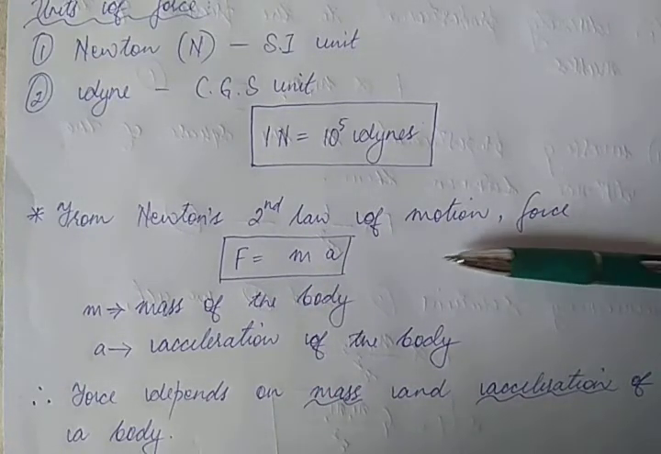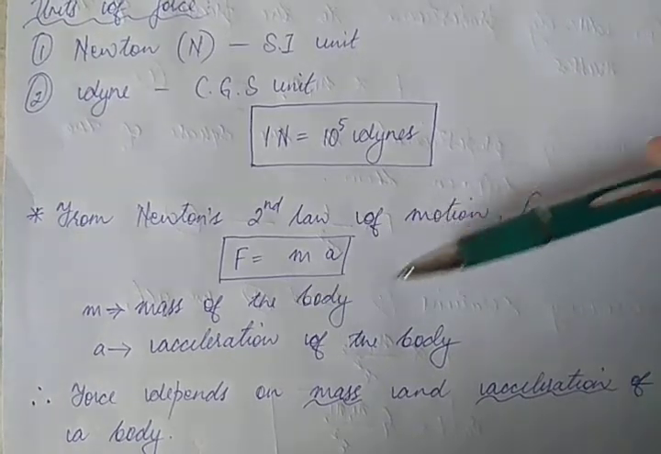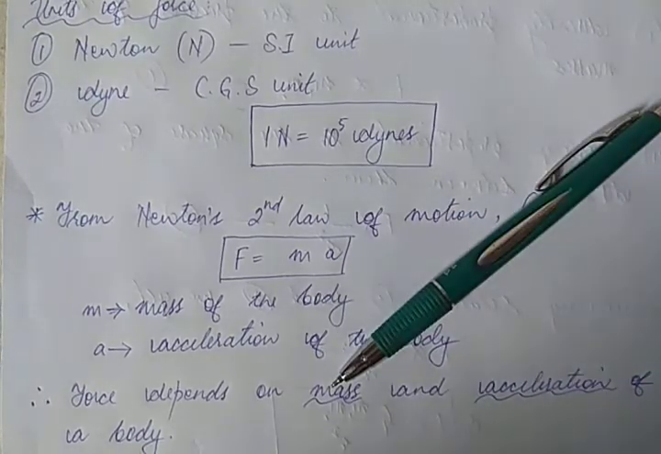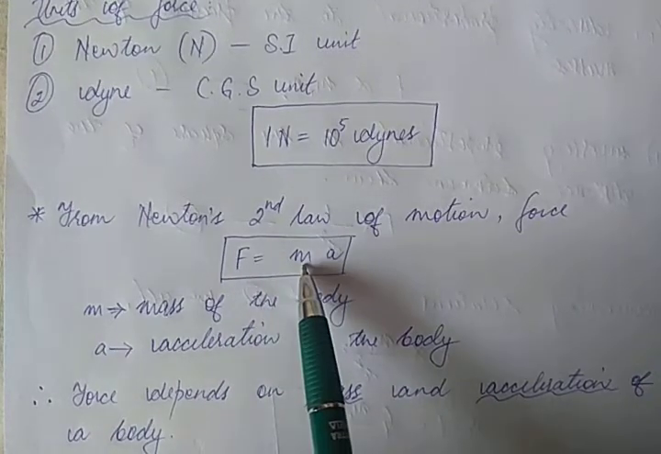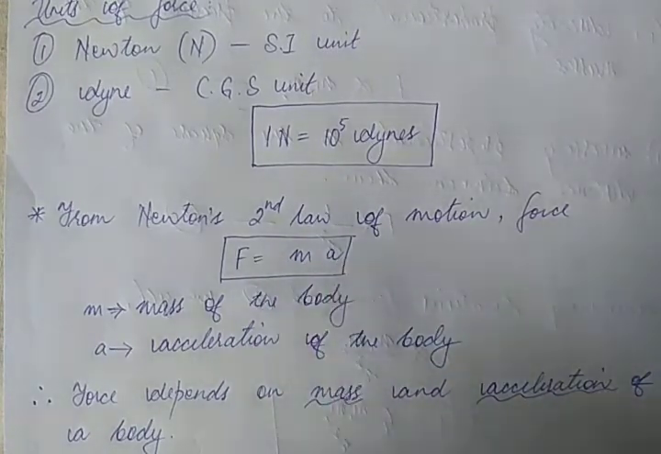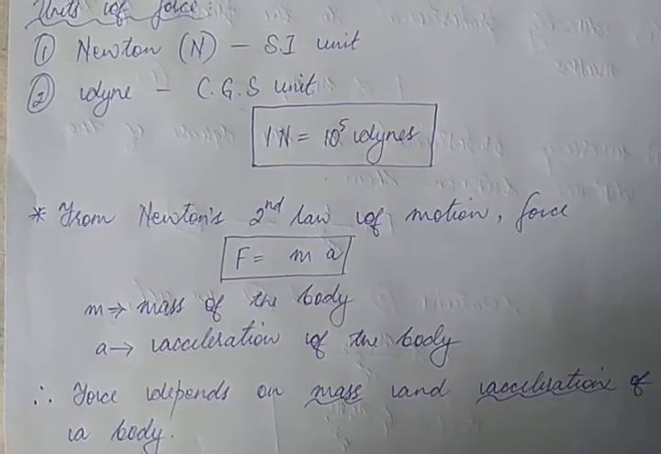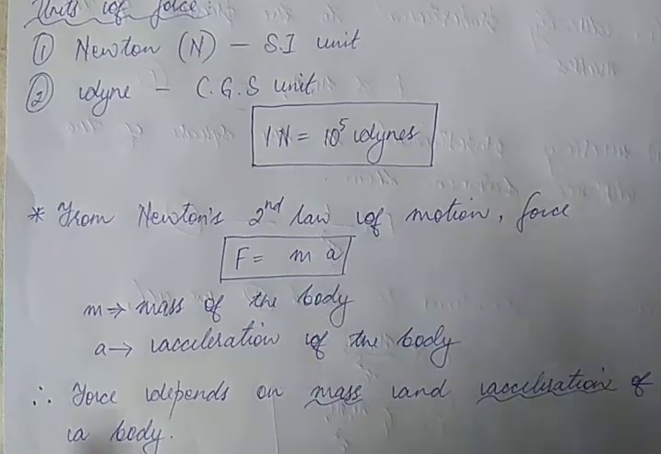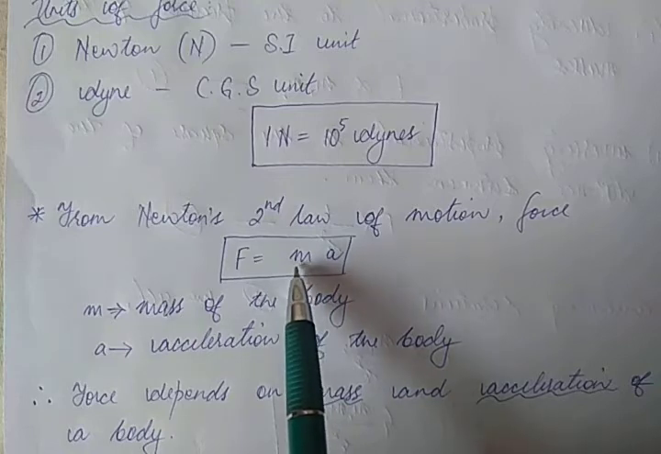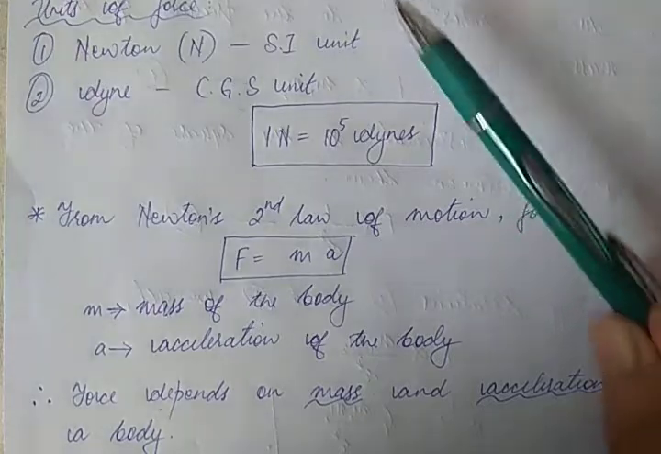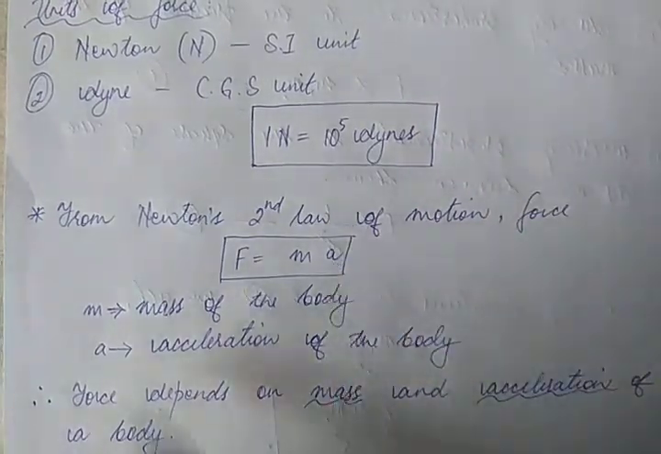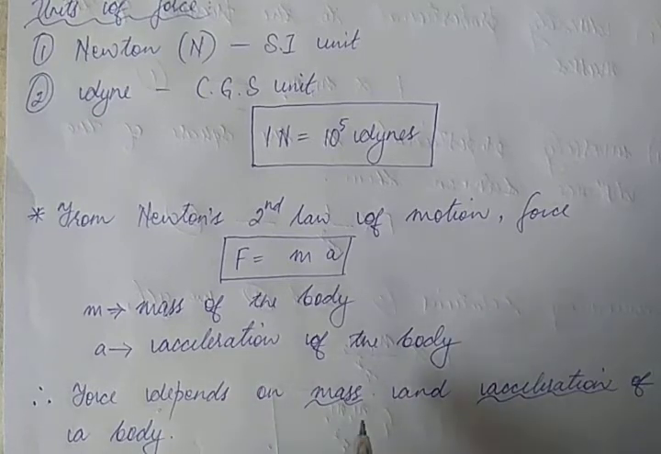A ball is rolling, and I want to stop the ball. The amount of force that I have to apply depends on the mass of the ball and the acceleration of the ball. Or the amount of force that we need to stop a car depends on the mass of the car and the acceleration of the car. The bigger the mass of the car, the more force is required. The faster the car is moving, that is the more the acceleration, the more force we need to apply. So force depends on two things: mass and acceleration of a body.